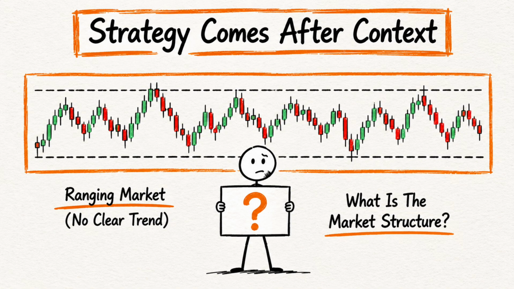Before using any indicator, before drawing Fibonacci, before looking for an FVG, ask one question. What is the market structure? Because strategy comes after context.